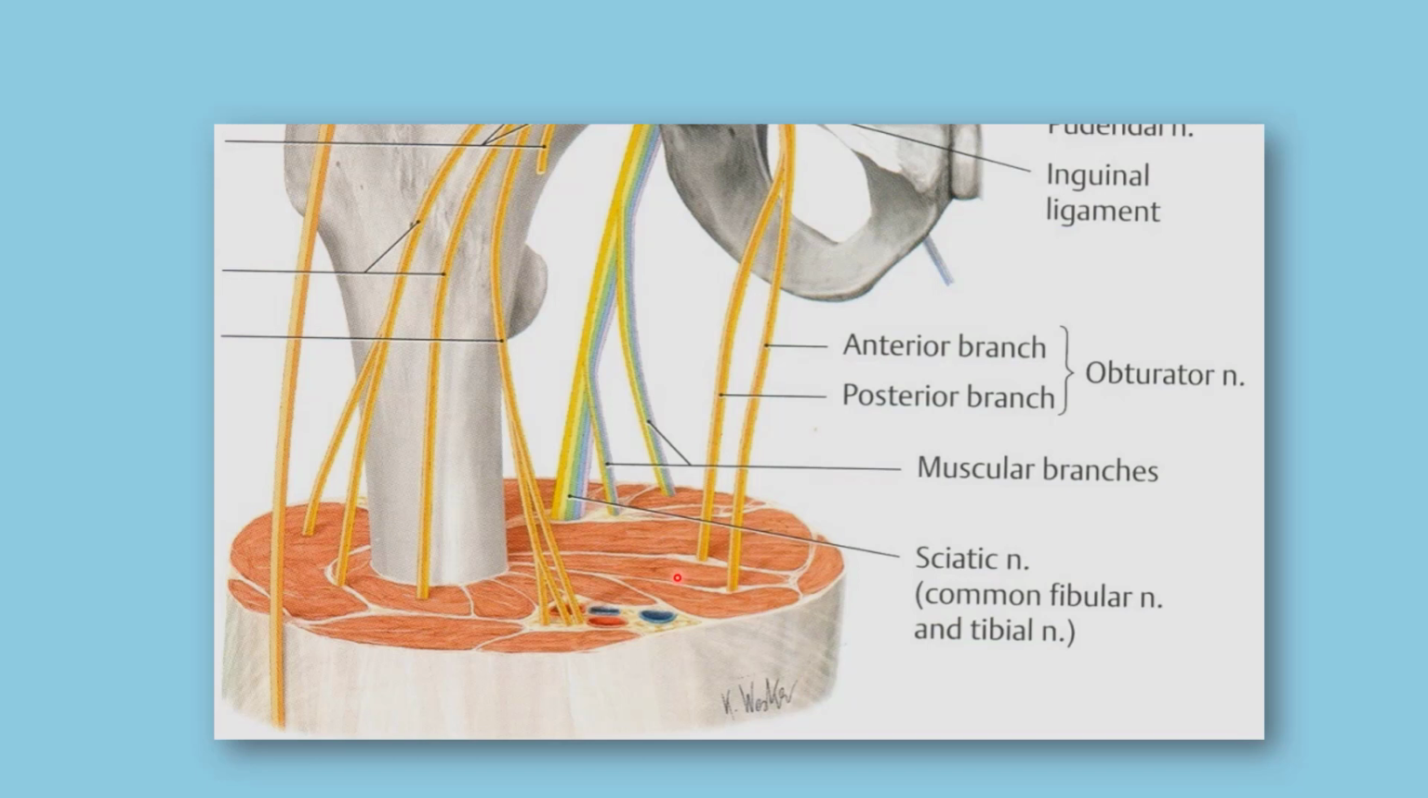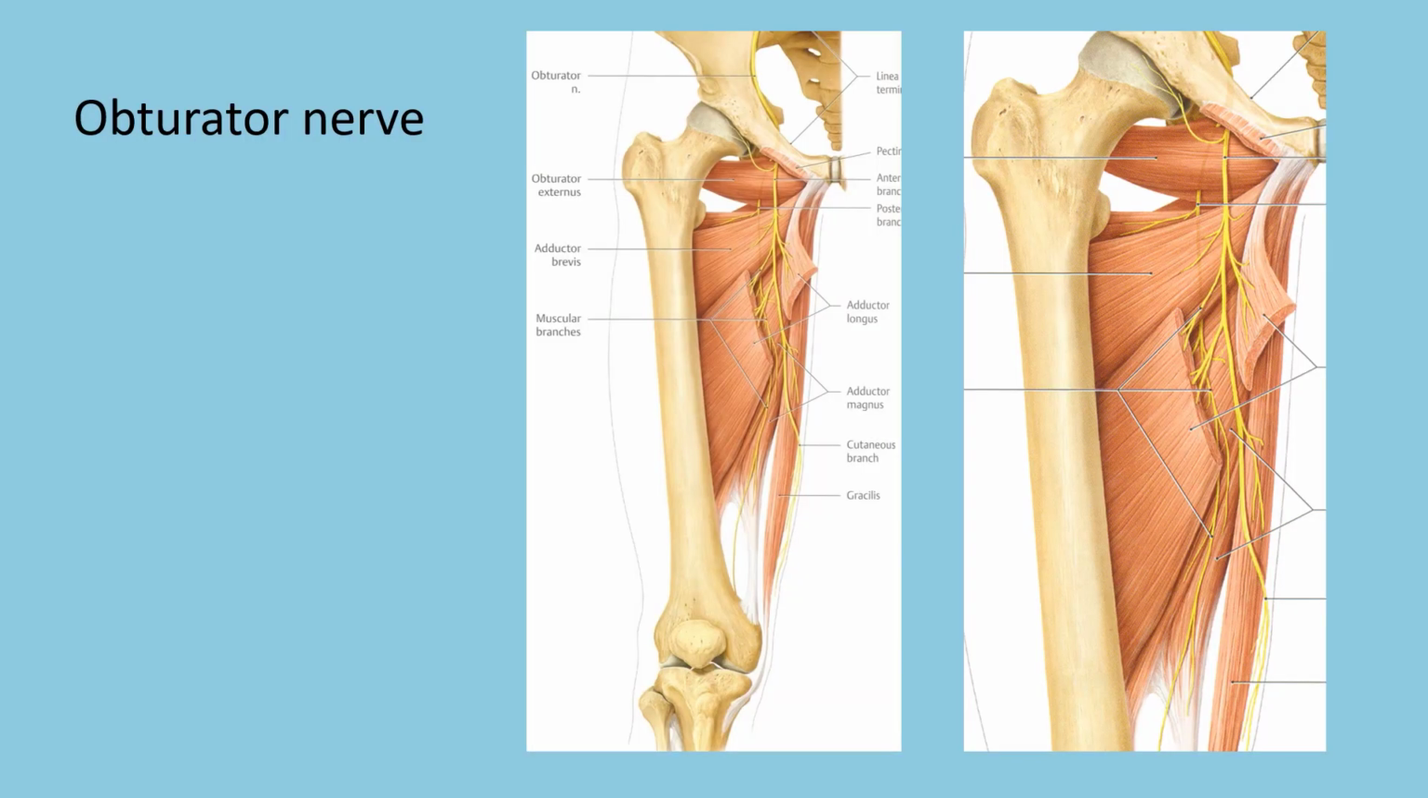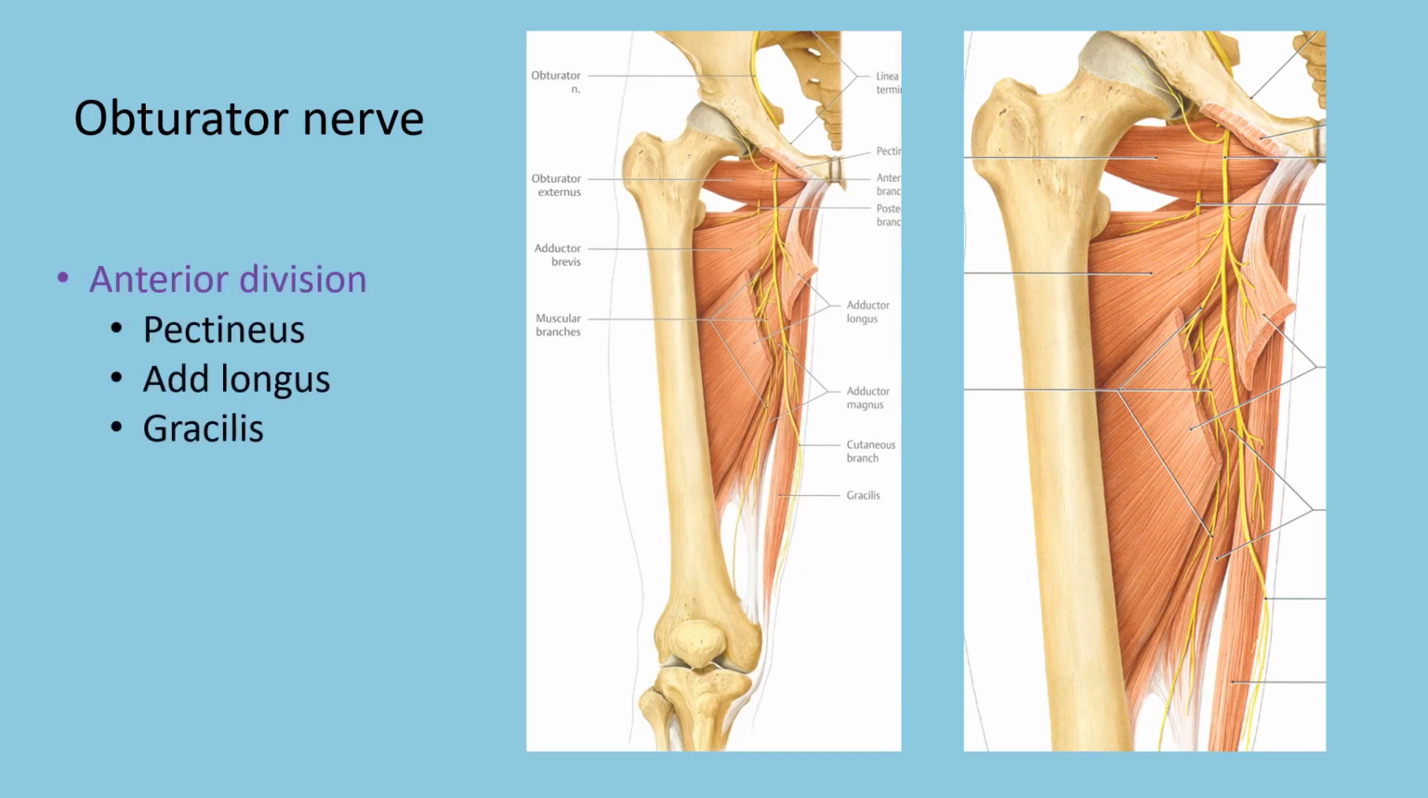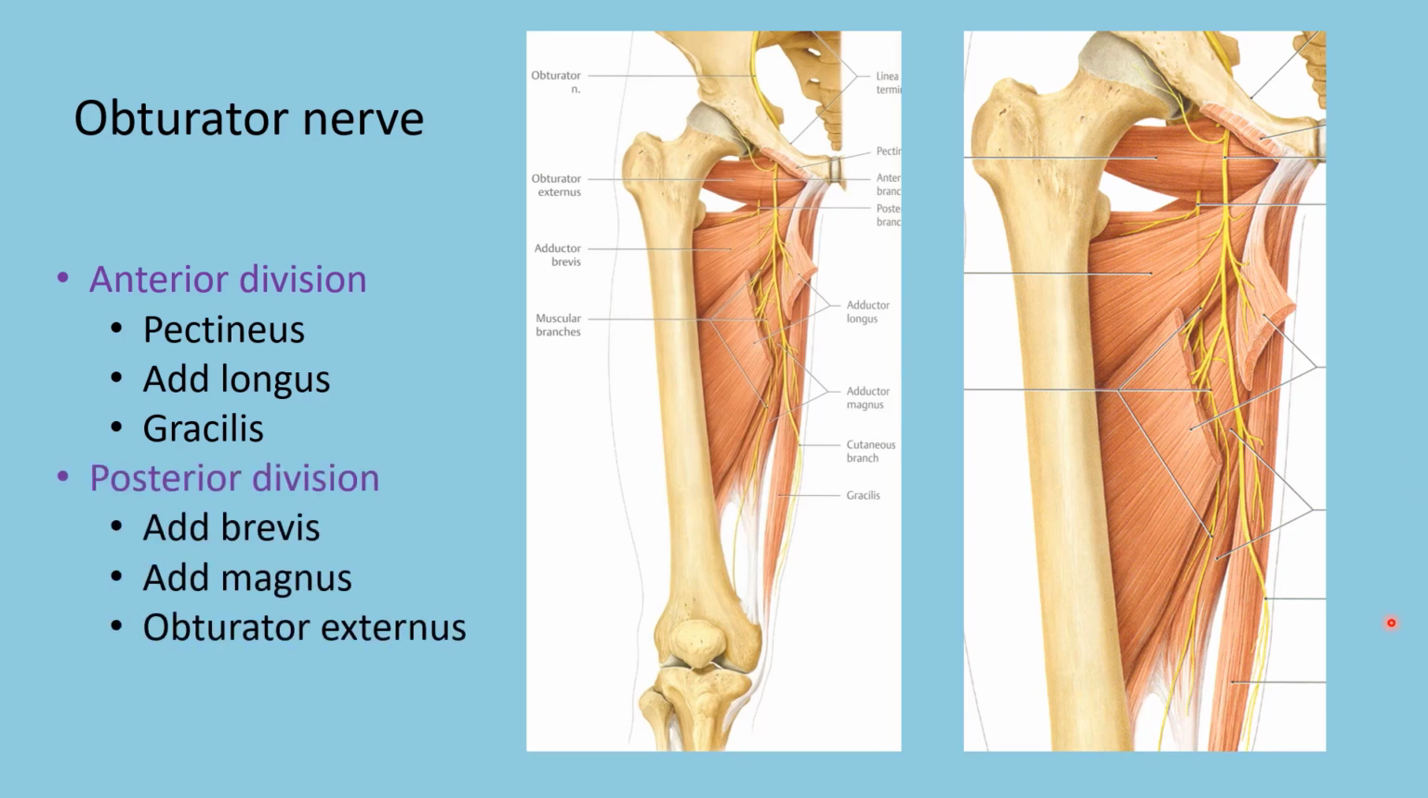So why I am expressing this to you is, the key muscle which divides the anterior and posterior divisions of obturator nerve is adductor brevis. Muscles which are supplied by anterior division are pectineus, adductor longus and gracilis. Anterior division lies anterior to adductor brevis. Sometimes adductor brevis is also supplied by anterior division. If it is not supplied by anterior division, posterior division supplies adductor brevis.